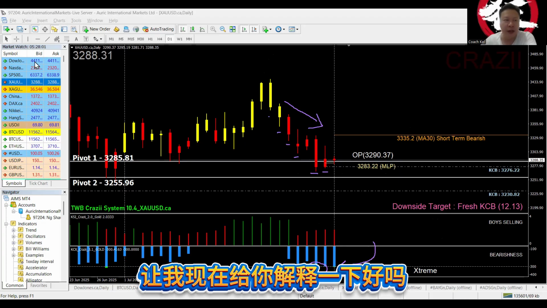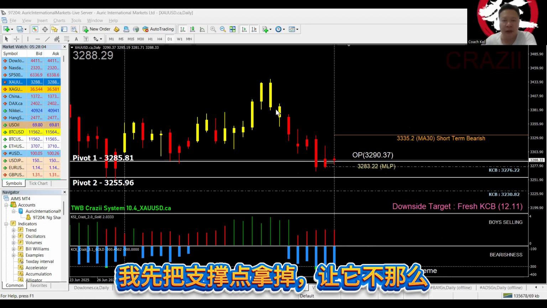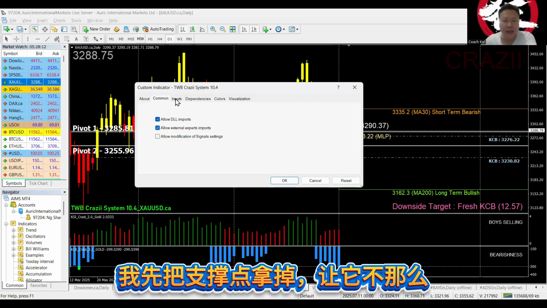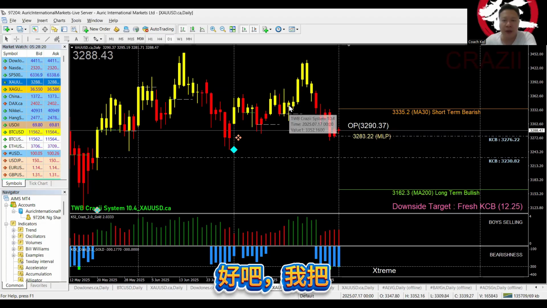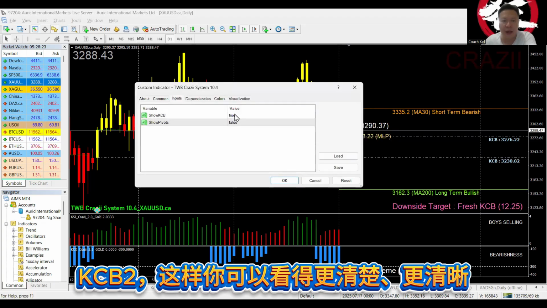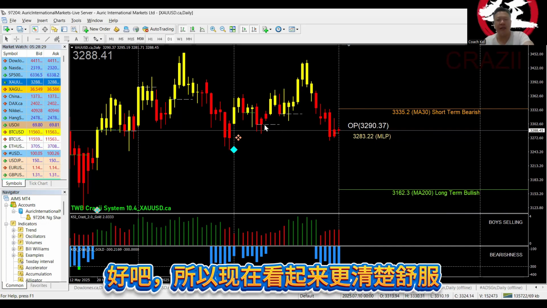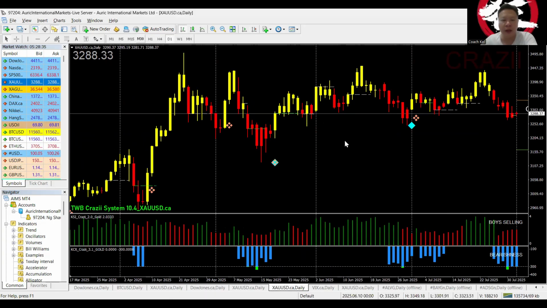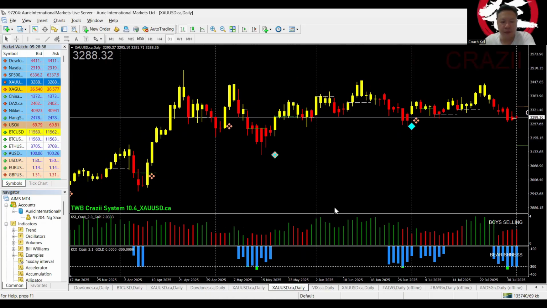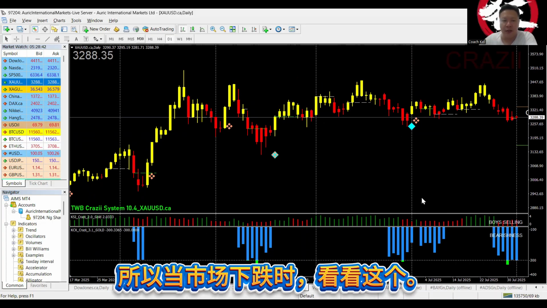Okay, let me explain to you now. Okay, do it slowly to you, yeah? Okay, I need to minimize my screen a little bit. Okay, I'll take out the pivot first to make it less cluttered. Okay, I take down the KCB too so that you can see this better and clearer. Okay, so now it's easier, better for the eye. Okay, let me explain it slowly for all of you. Right, so I'm going to squeeze the chart a little bit, yeah. Okay, so look at this.